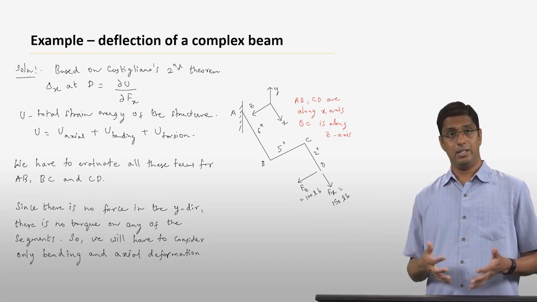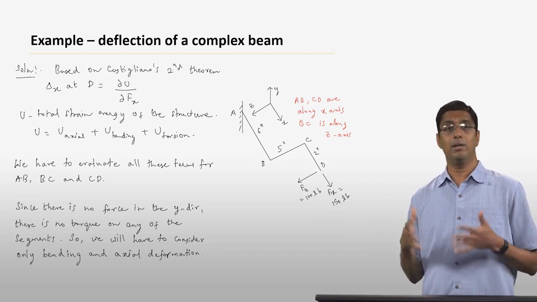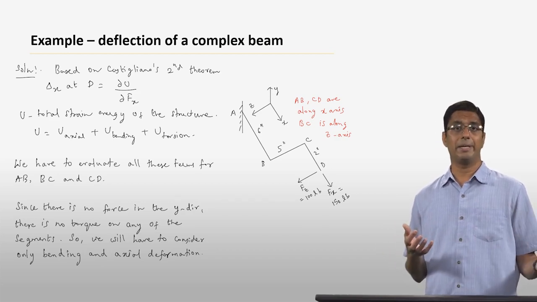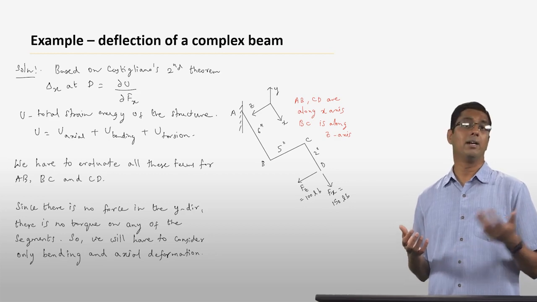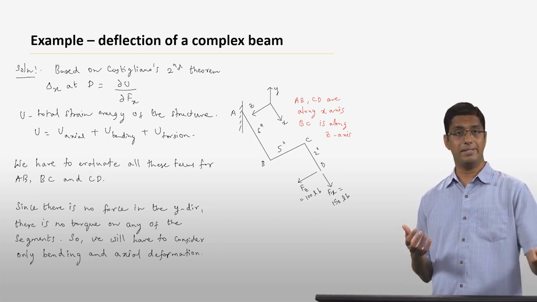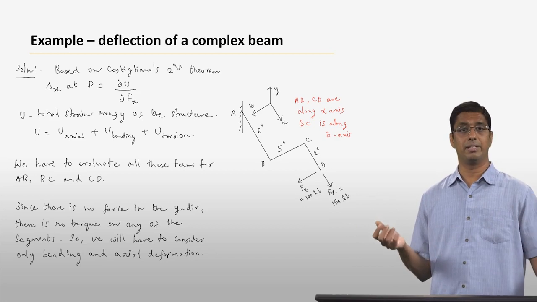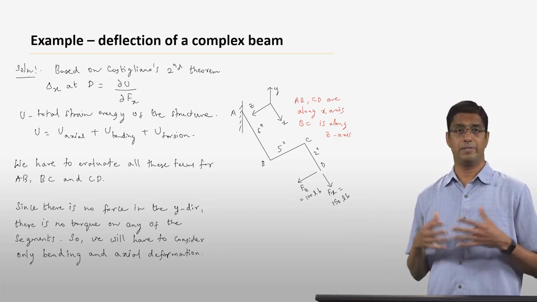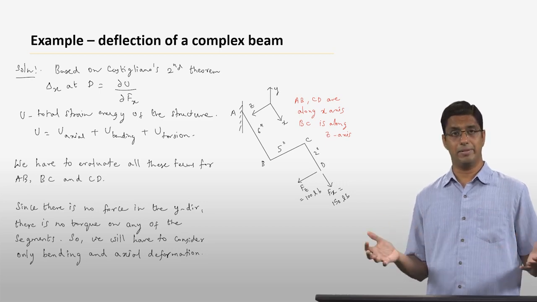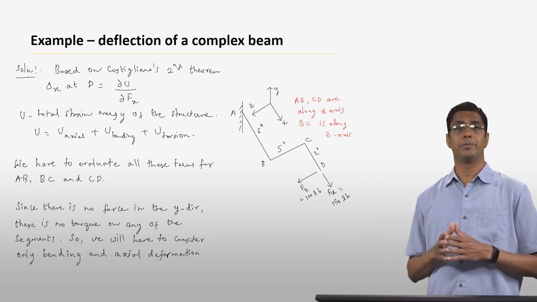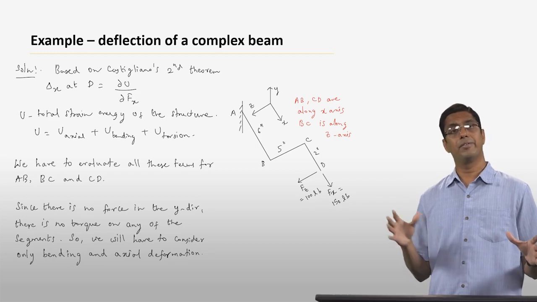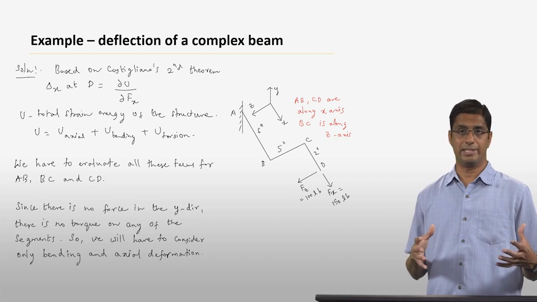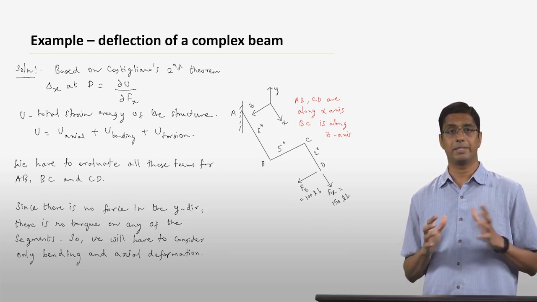You have contributions from all these three components in all the three segments potentially. So you can have bending in AB, you can have torsion in AB, or you can have bending and torsion in BC, or axial deformation and torsion in CD. So we have to worry about all these different types of deformation modes in all the segments. Essentially, we have to find the contribution to strain energy in all these segments due to all these deformation modes and use that to calculate the total strain energy in the structure. So that is something that you must keep in mind.